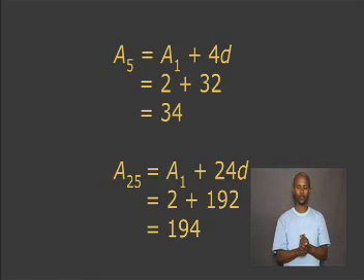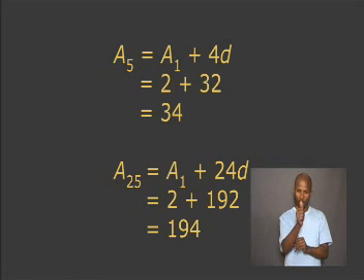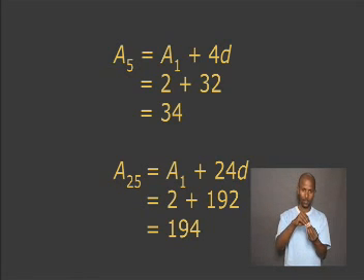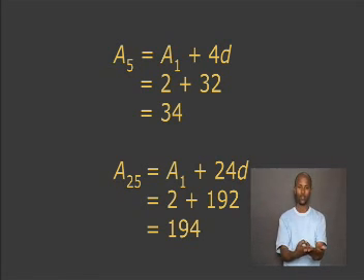To find the 25th term, let us use the formula that we learned. A25 equals A1 plus 24D. This is 2 plus 192, which equals 194. Did you find all the correct answers on your own? If you did, great job.